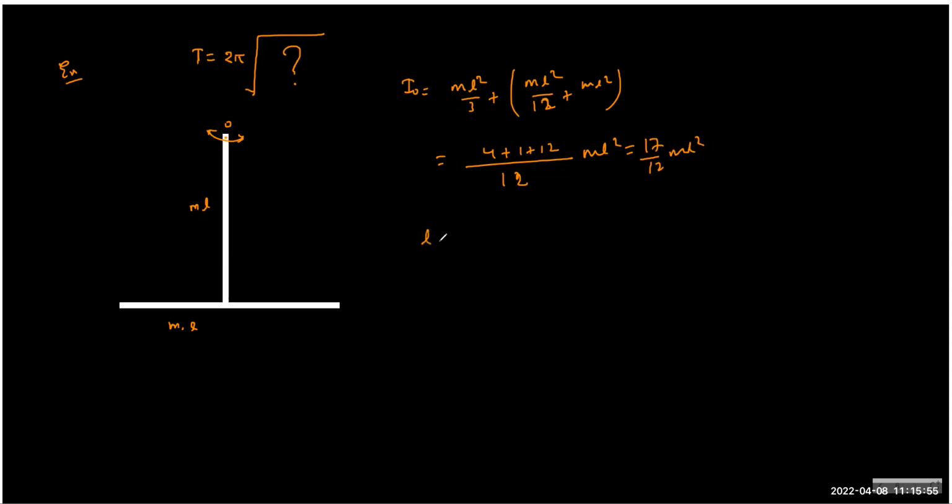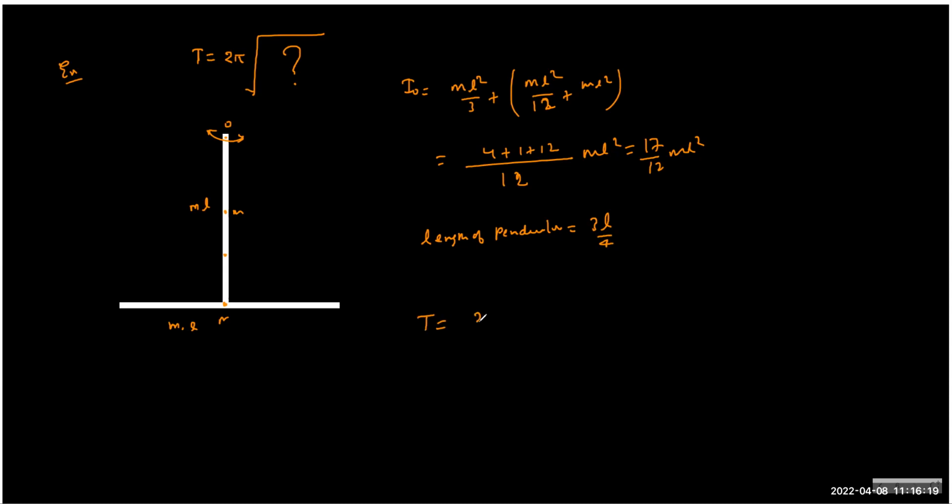What is the distance d? The center of mass of the system is somewhere here, so from the point of suspension, it is 3L by 4. That's the right answer.